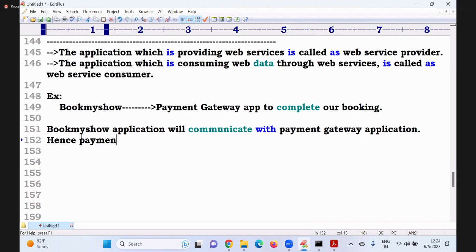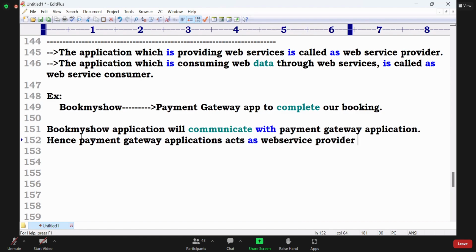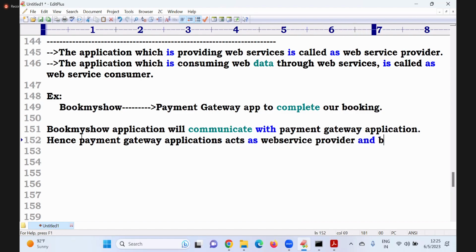Hence, the payment gateway application, is that also an application or not? Yes. What is it? It is the web service provider. And Book My Show is a web service consumer.